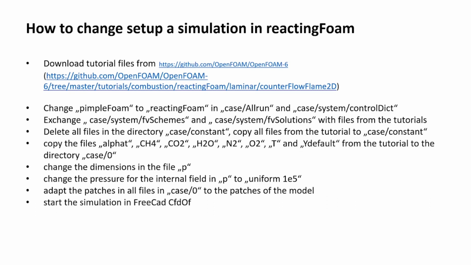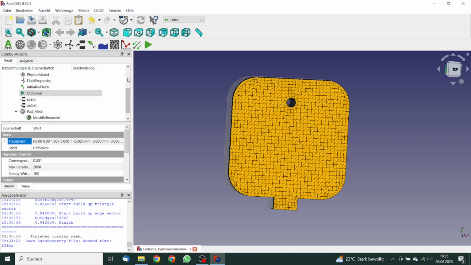For the pressure, you must change the dimension in the file p. For the internalField of p, you must change this to 1E5, and then you must adapt the patches in all files to the patches of the model, and then you can start the simulation in FreeCAD CfdOf. So let's do so.